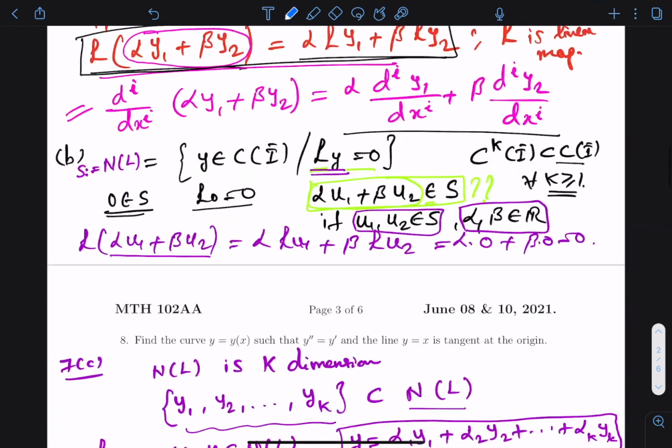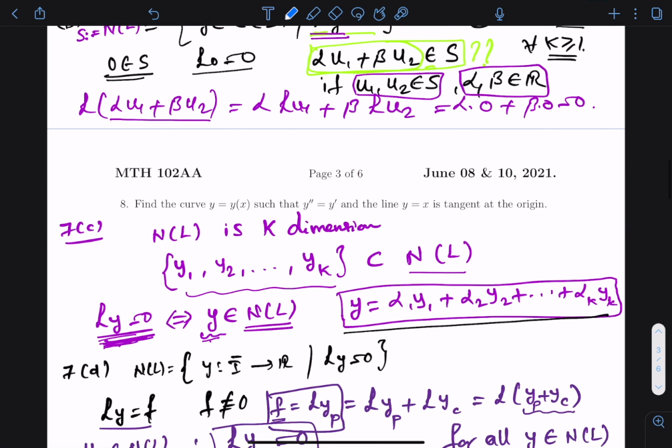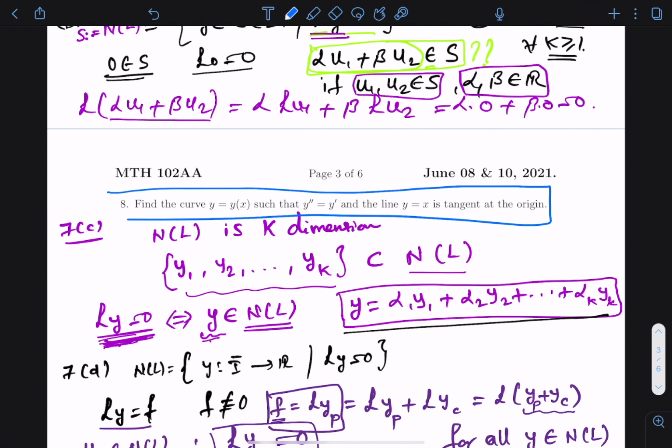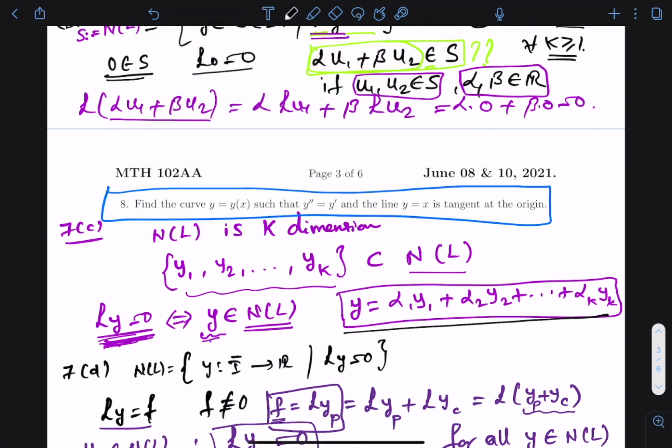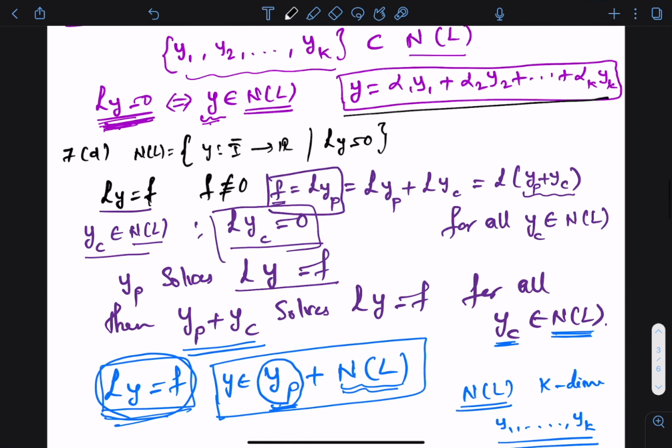Now let's come to problem number 8, which is here. Okay, what is problem number 8 saying? Problem number 8 says: find the curve y such that it satisfies this differential equation y double prime equal to y prime, and the curve is such that the line y equal to x is tangent at the origin. So let's do 8.